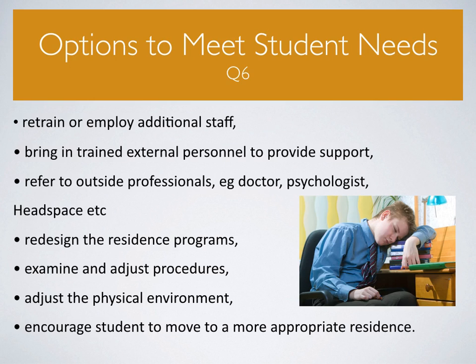So what do we do to meet students' needs when those needs are different? It's an increased level of need, or it's a different type of need. So you can retrain or employ additional staff. You can bring in trained external personnel. You can refer that student. So you could have the student in your residence but refer them to outside professionals like doctors, psychologists, etc.